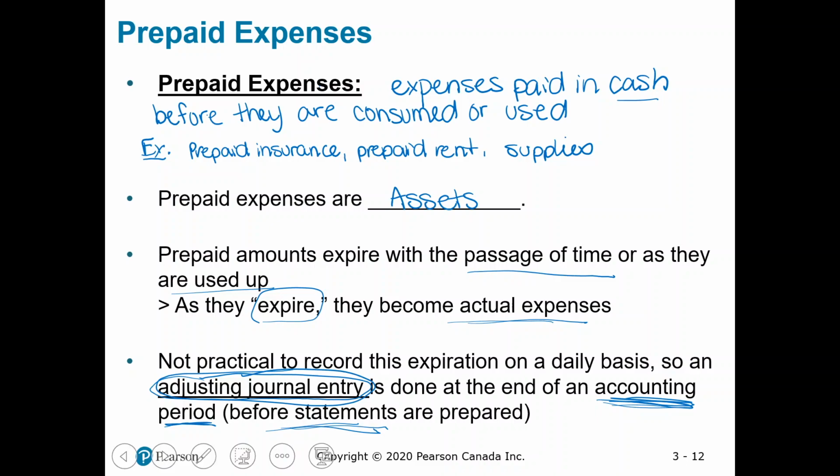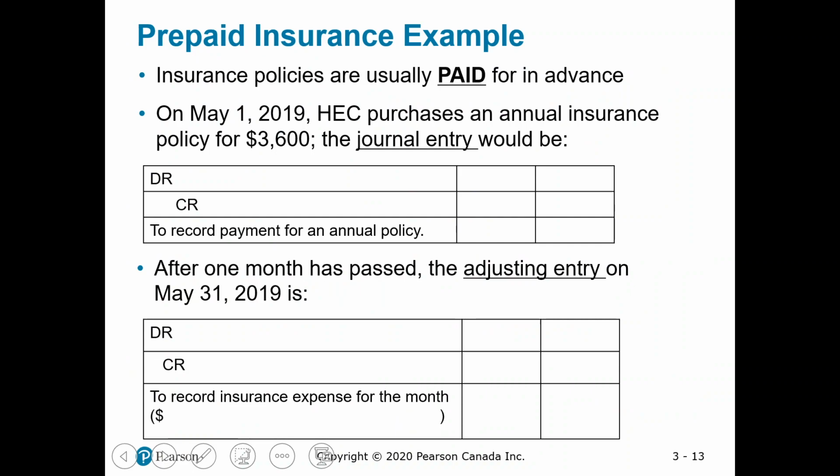Okay, so let's look at an example. This one is an example of prepaid insurance, because these are typically paid in advance. So often you will pay for a full year at a time when it comes to insurance. For example, it says on May 1st, 2019, HEC purchases an annual insurance policy for $3,600. So we are recording the journal entry to set this up. This first entry is nothing new. This is what we learned in our previous chapter.